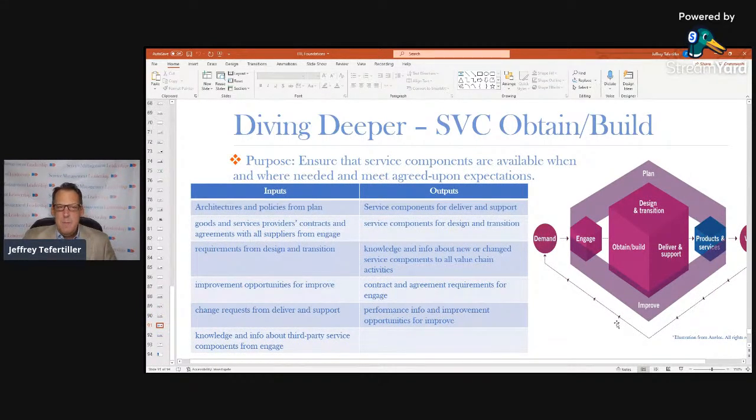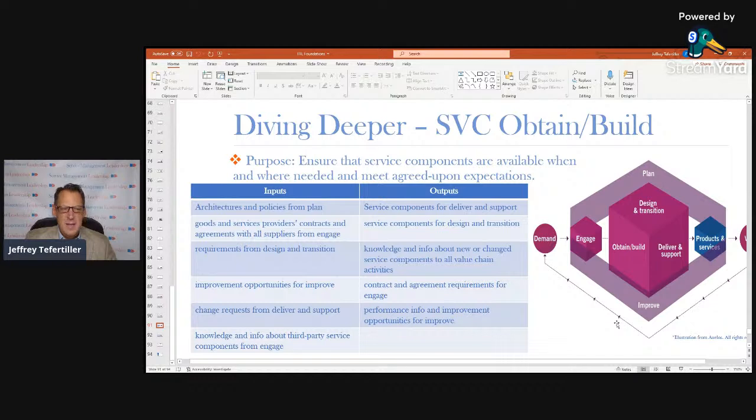Obtain and build. The purpose is to ensure that service components are available when needed and where needed and meet agreed upon expectations. Once again, you see that word expectations, and you know that comes from engage. So let's look at the top one. Your inputs may be the architecture plans. So you need these architecture policies and all that stuff before you obtain and build, don't you? Because you have to know what guidelines to use, what architecture. And your output will be service components for deliver and support.